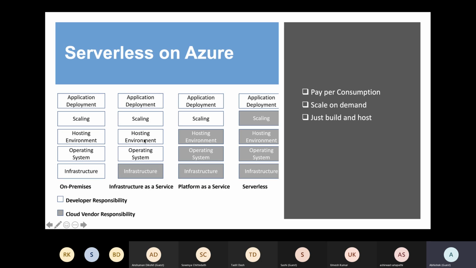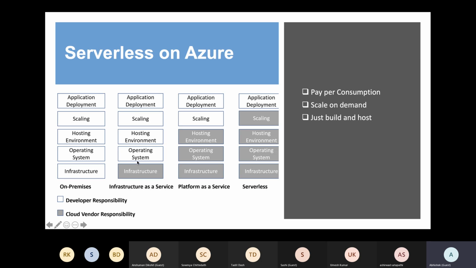So all these things you have to take care of at this level. Then you need to have the hosting environment ready. When I say the hosting environment, you need to have IIS ready. Then again, you need to take care of scaling, and again, the application deployment. Okay. Now, with this, what you are saved from is the infrastructure. You need not worry about the infrastructure when you are going for infrastructure as a service.